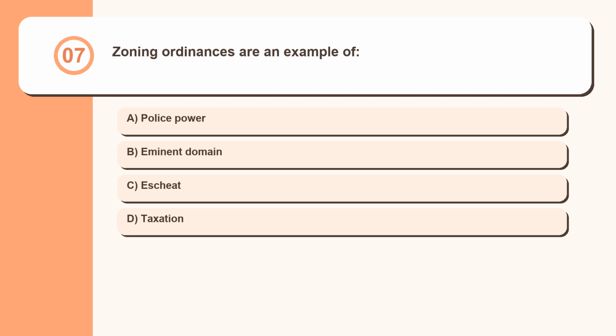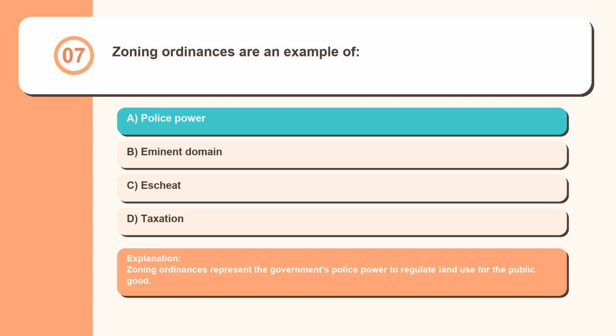Question 7. Zoning ordinances are an example of police power, eminent domain, escheat, taxation. Zoning ordinances represent the government's police power to regulate land use for the public good.